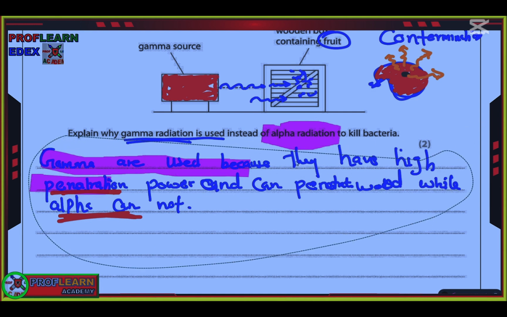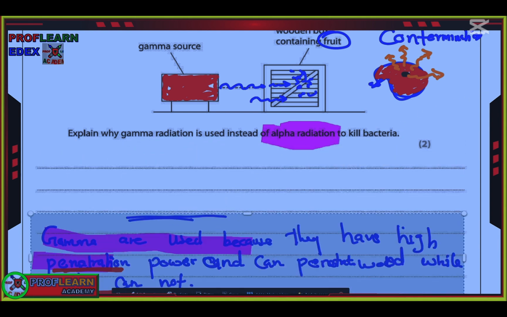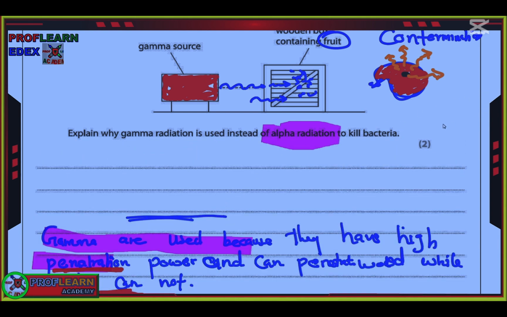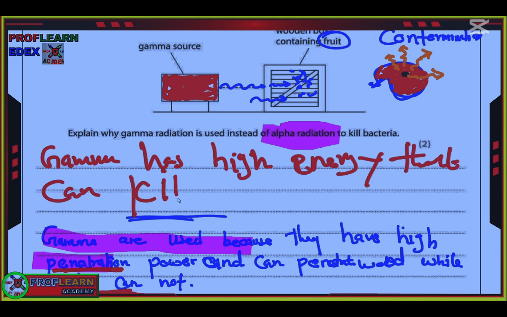also focus on the most important aspect in this part. Apart from having high penetration ability, we can say gamma has high energy that can kill microorganisms.